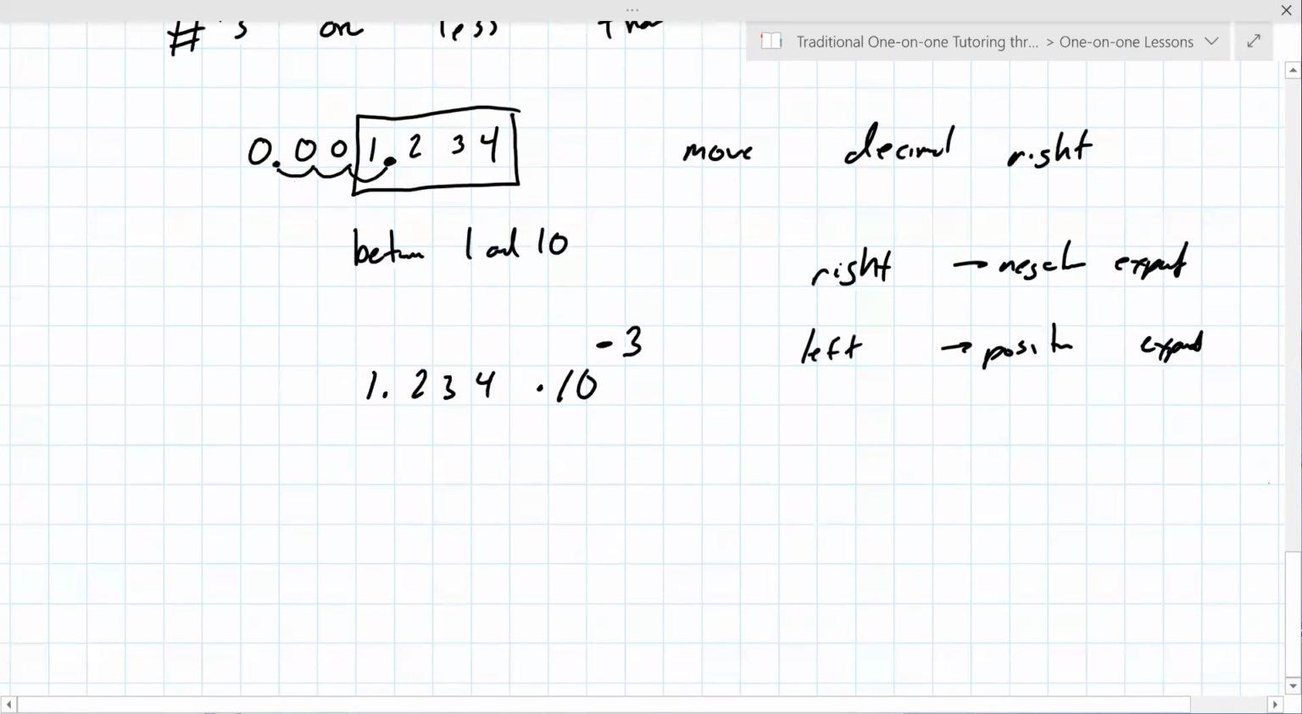All right, so let's try another one here. Let's try an example. Let's say it's 0.000000725. I want you to write this number in scientific notation.